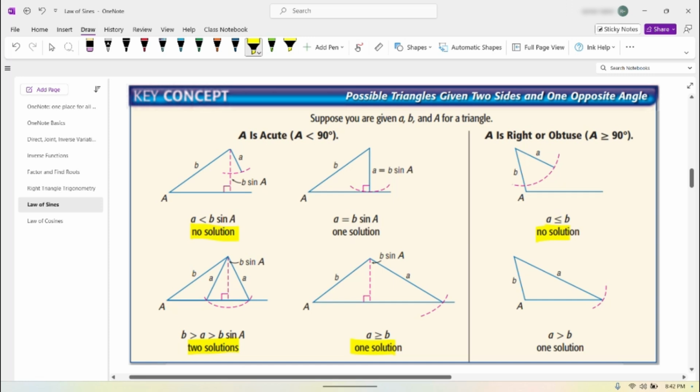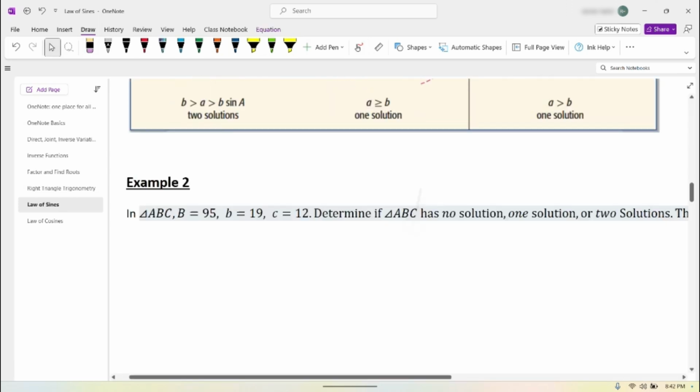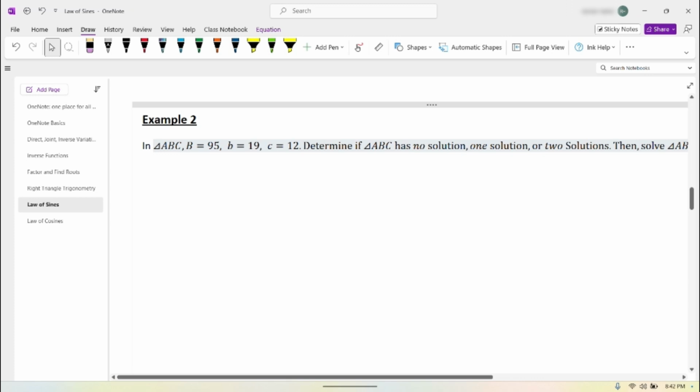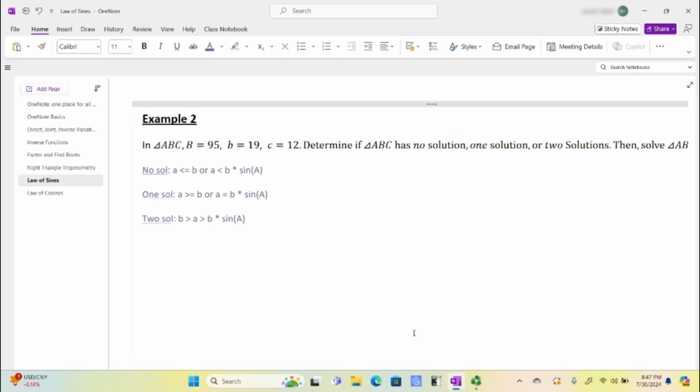All right, so let's do some problems now. I'm going to erase these here, and now we're going to solve an example. We have a triangle, and we're given three pieces of information. We're going to determine if it has no solutions, one solution, or two solutions, and then we're going to solve the given triangle.